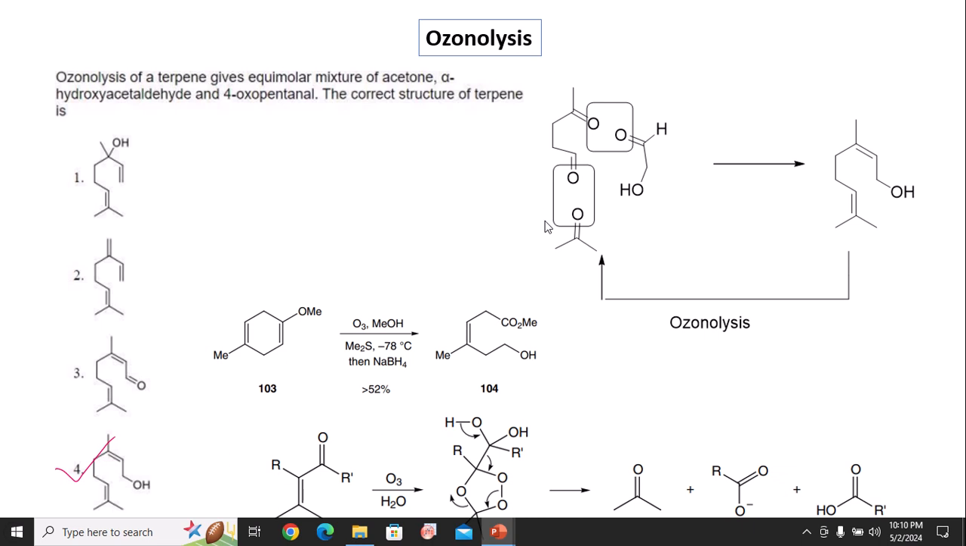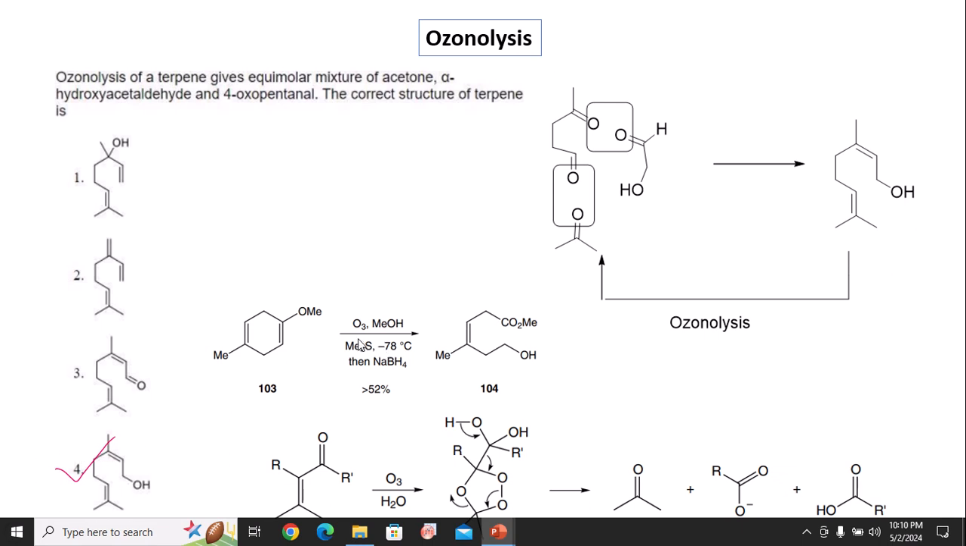These are the fragments of the ozonolysis product. If we rearrange them in the proper way, then we get the particular ozonolysis reactant. This is the ozonolysis reactant, and option 4 is the correct option.